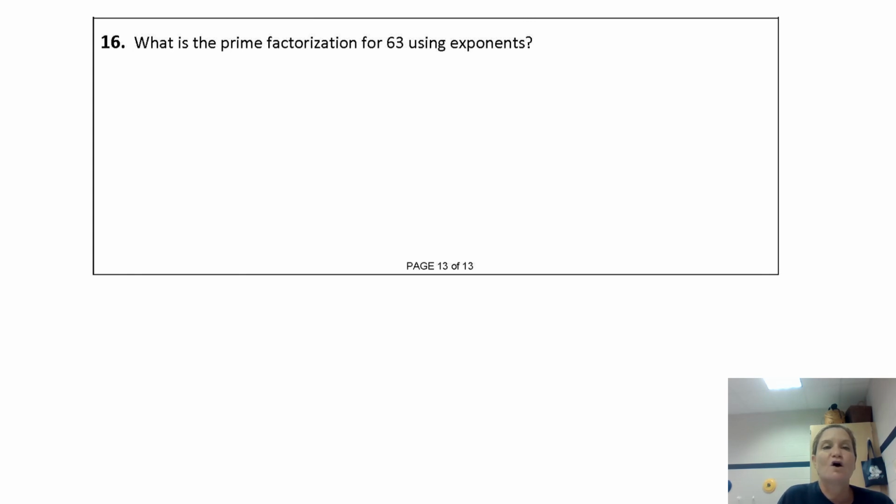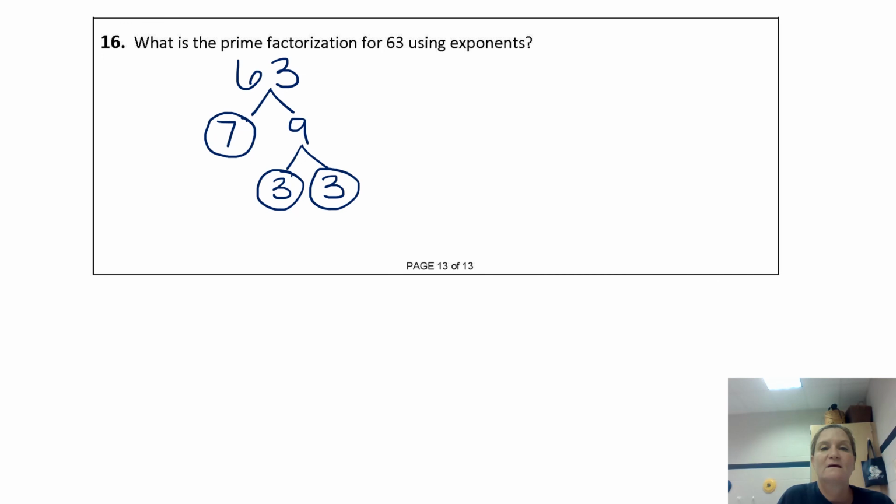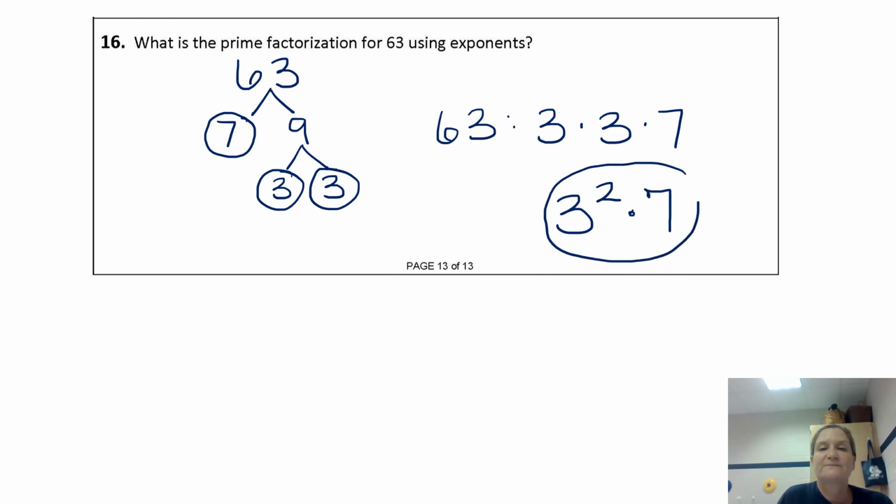Question 16. What is the prime factorization for 63 using exponents? All right, for 63, I'm going to write 63, which would be 7 times 9. 7 is a prime number. 9 equals 3 times 3, and those are both prime. So 63 would equal 3 times 3 times 7, or 3 squared times 7. So that would be my answer.